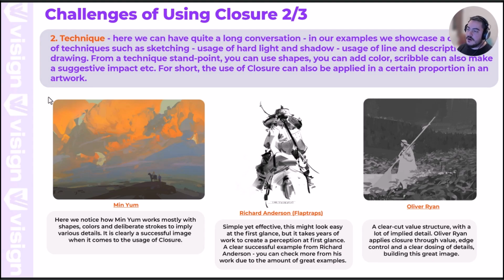We can have a very long conversation in this part, but in our example, we showcase a couple of techniques such as sketching, usage of hard light, shadow, usage of line, descriptive drawing. From a technique standpoint, you can use shapes, add color, scribble, and make different types of suggestive impacts, etc. So for sure, you can use closure in a way that is applied in a certain proportion in an artwork, and that shouldn't be a problem at all. You'll see that there are still a lot of artworks that use this closure principle across the board. If you open ArtStation and check some of the best people out there, you'll definitely notice it at one point. But now, because you understand it, you can notice it a lot easier. I believe that is the case to be made.